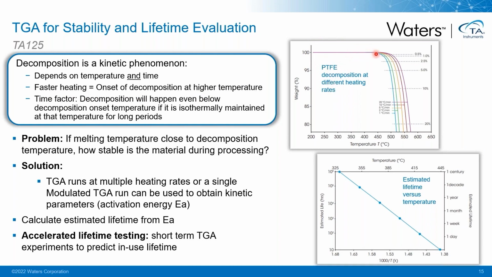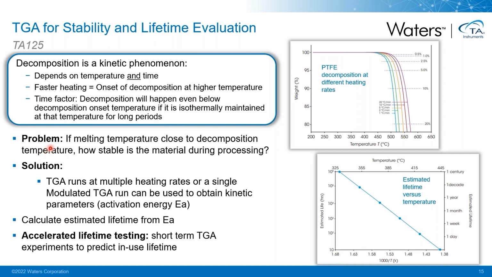You can see this in these runs where we took a sample of Teflon and we have been heating it at a heating rate as low as 1 degree per minute up to a heating rate as high as 20 degrees per minute. And you can see that if the heating rate is faster, the onset of decomposition is happening at higher temperature. One of the other consequences is that decomposition will happen even below the onset temperature if you keep the material isothermally for a longer period at that temperature.